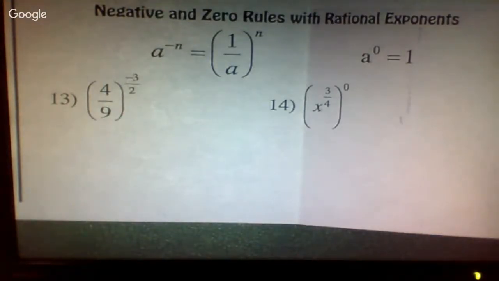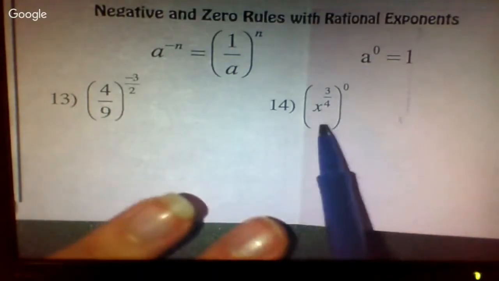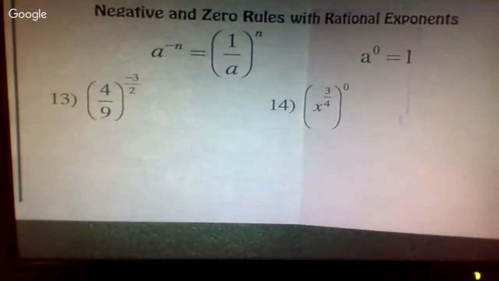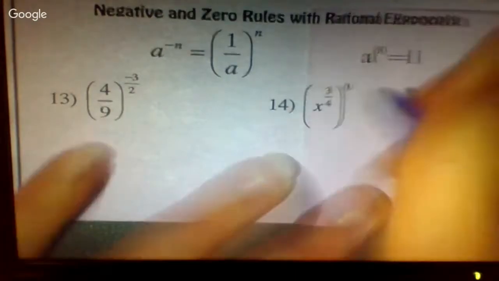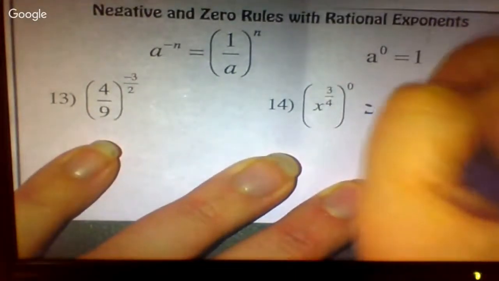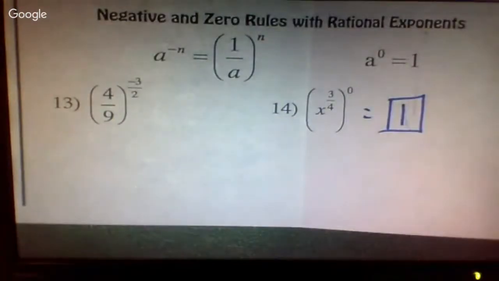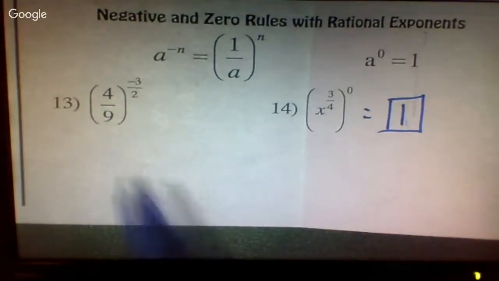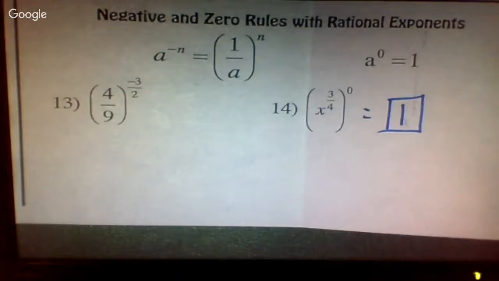Okay? So, quickly, number 14. I've got x raised to the 3/4, all raised to the 0 power. It's 1. It's one. Okay, number 13. Watch what happens.